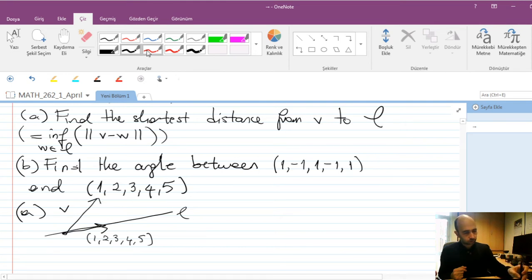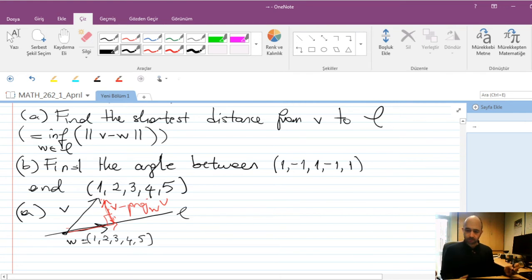Now its projection along L will be somewhere here. Then here you'll have a right angle, and here you have V minus proj_W V. I forgot to write what W was. W is this vector in my notation.